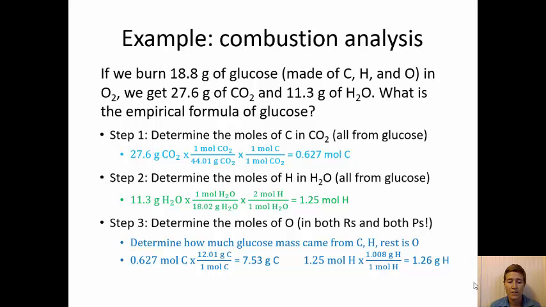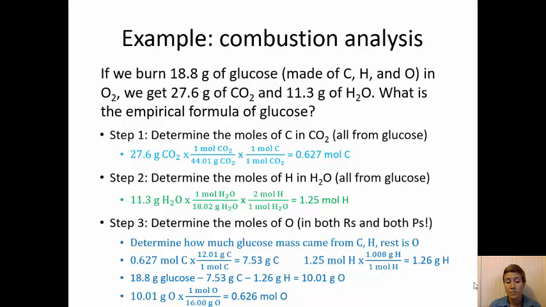So we can figure out how many grams of carbon were in that 0.627 moles. We can figure out how many grams of hydrogen were in that 1.25 moles. And if we know we had 18.8 grams total, then 18.8 grams minus 7.53 grams minus 1.26 grams tells us we must have had 10.01 grams of oxygen in the original glucose. We can now convert that to moles of oxygen, and we see that it's 0.626.